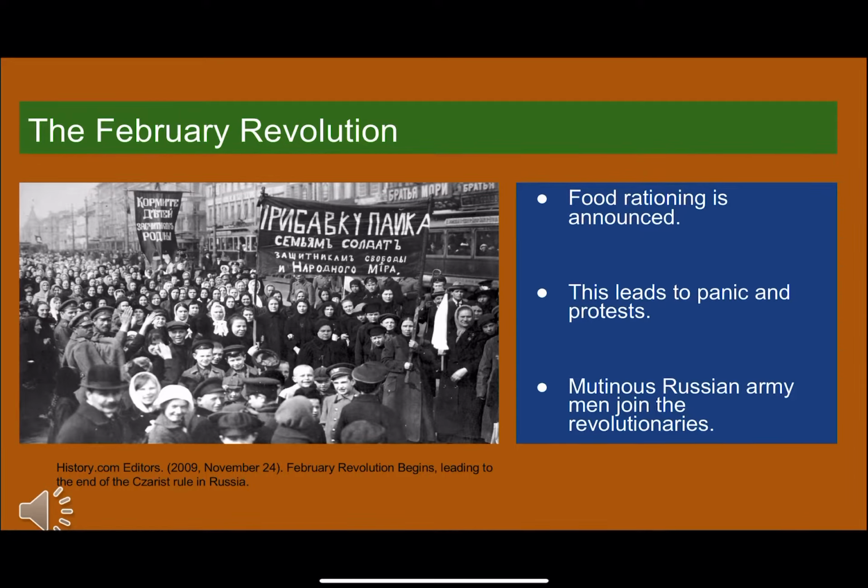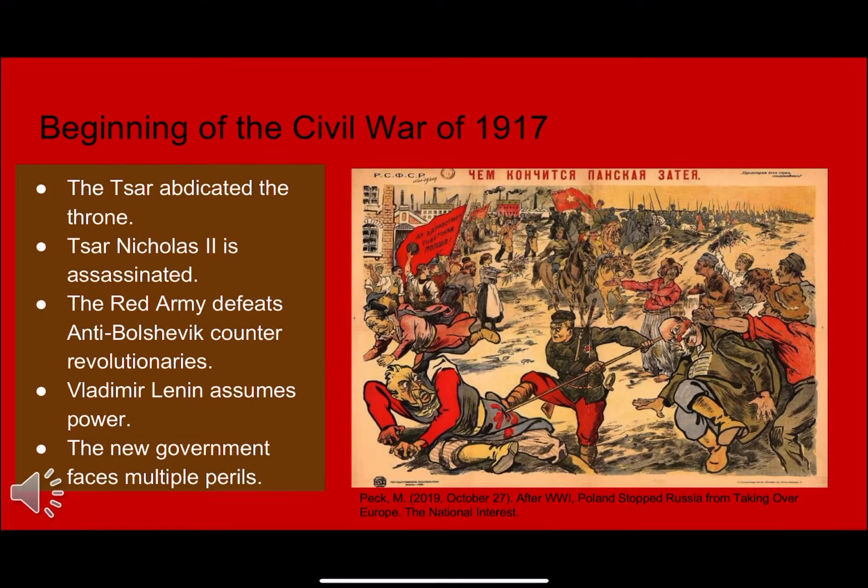Months following the Tsar's abdication, Russia's provisional government was overthrown by the Bolsheviks, who later assassinated the Tsar and his family, throwing Russia into a civil war. The Red Army successfully defended the new Bolshevik government, now led by Vladimir Lenin, against Russian anti-Bolshevik armies. However, this newly formed government suffered not only from inner turmoil, but from external conflicts as well.